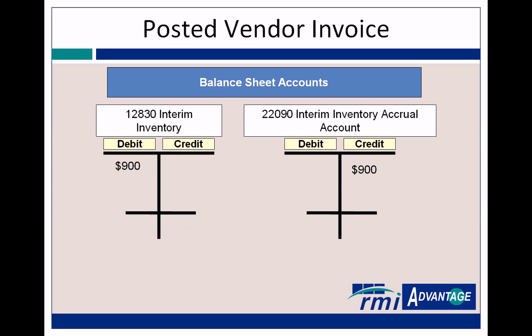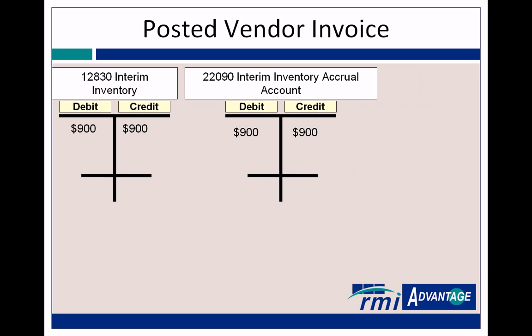If we take a look at our T accounts here, this is what we had when we posted the receipt. And then when we post the vendor invoice, the system goes ahead and posts a credit in our interim inventory account, and our interim inventory accrual account now has a debit. So when we take a look at this as a whole, it almost looks like nothing happened because all the entries net out to 0.